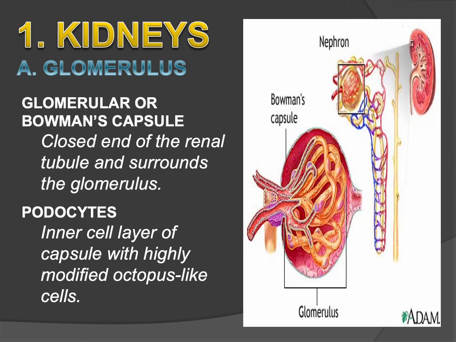A closer look at the glomerulus, we have the glomerular or the Bowman's capsule, close end of the renal tubule and surrounds glomerulus. Podocytes are the inner cell layers of capsule and they are highly modified octopus-like cells. They are very good in filtering.